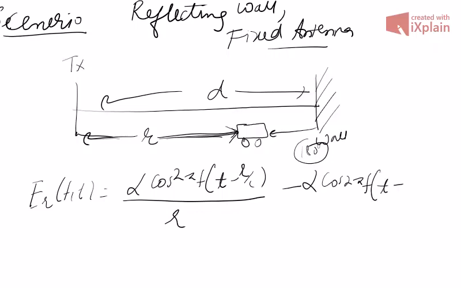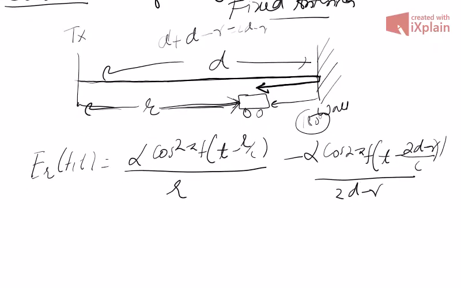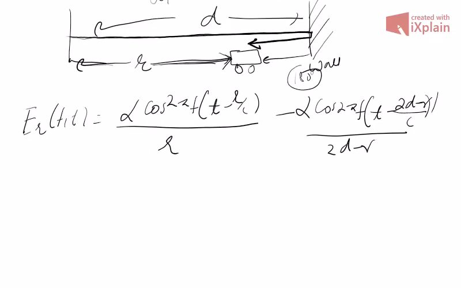Now you have to see how much distance has been covered. So this signal which comes from this point and then here, how much distance does it cover? This is d plus how much is this? This is d minus r. So d plus d minus r, which is 2d minus r. So it should be cos 2 pi f t minus (2d minus r) by c, divided by 2d minus r. Very simple. There is nothing big. I am just using basic mathematics and basic physics here.